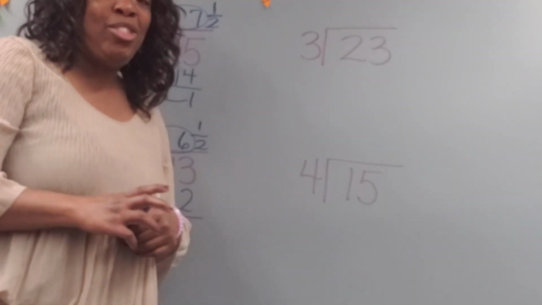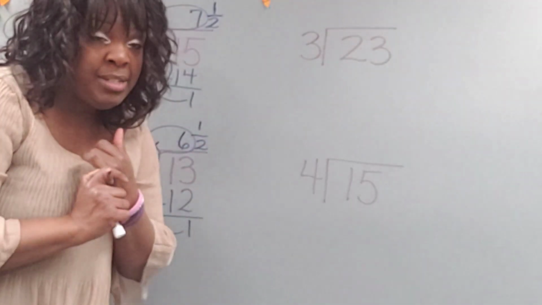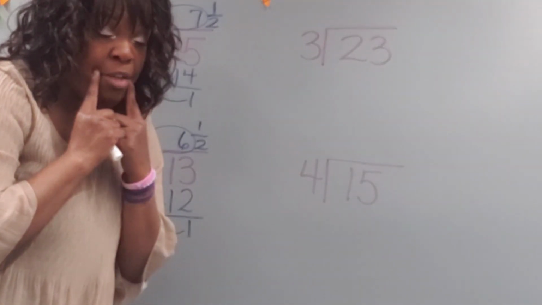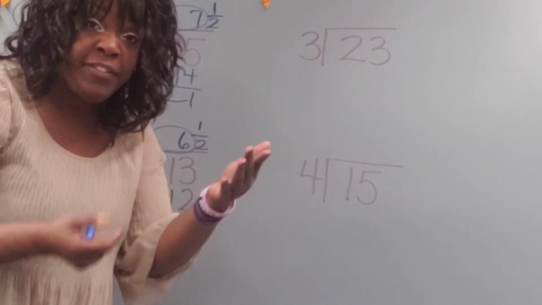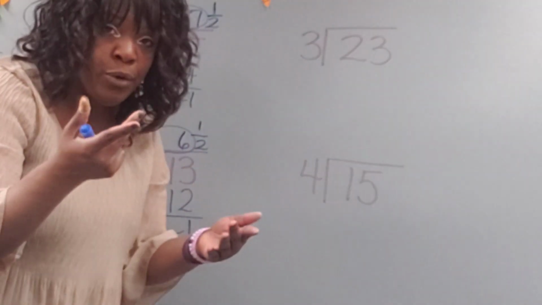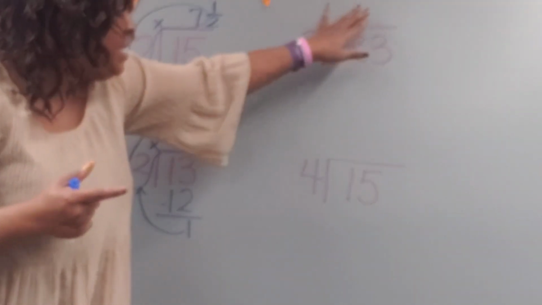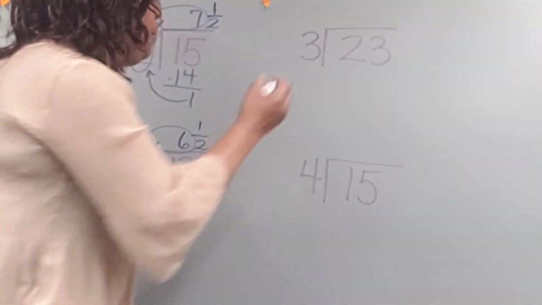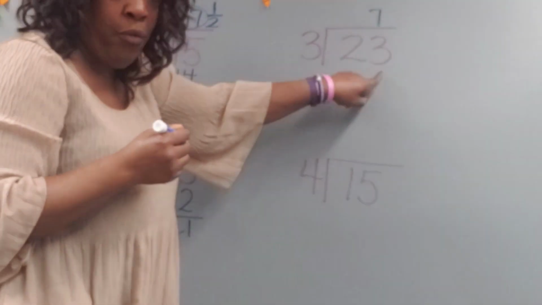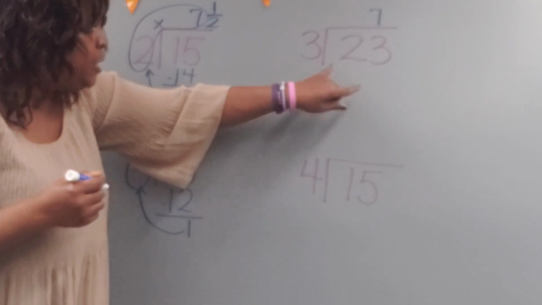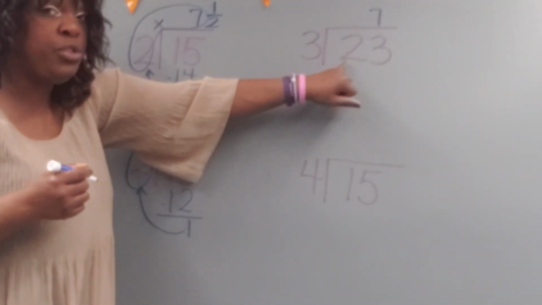So we look at how many 3's are in 23. Count by 3 until you get to 23 with your mouth, or as close to it as you can without going over. 3, 6, 9, 12, 15, 18, 21, 24. Oh, 24 is too big. 21. So there would be 7 3's in 23. Once again, we put our 7 at the top. Make sure to put it over the second digit, remember, because we went into both digits. We didn't go into our 2 because our 2 is too small.